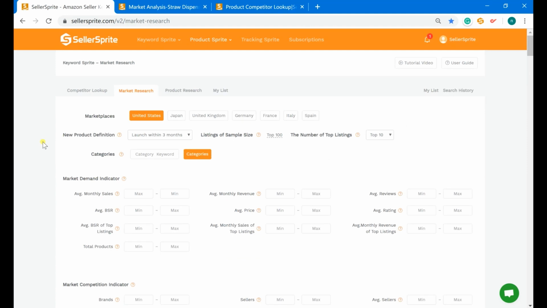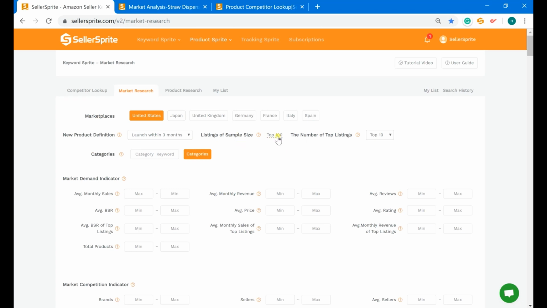Part 1. How to set the criteria for market discovery and analysis. In this part, we need to choose marketplaces, category, and set the value of samples. First, set the value of samples. That is, set the basic parameters for market analysis. The listings of sample size here is unchangeable.